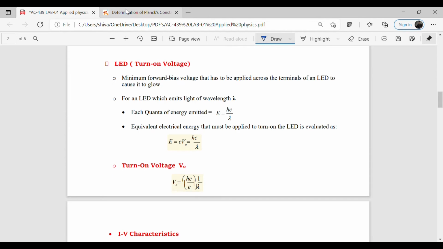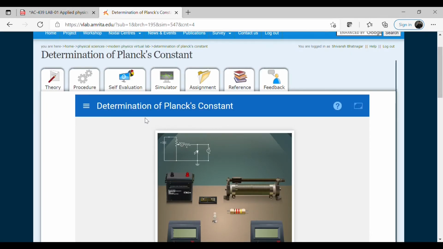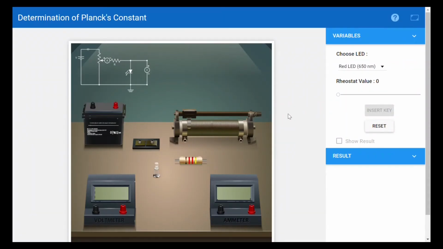So let us shift to the very famous VLab platform. Now we are shifted to this platform called VLab, and in this experiment these are the apparatus. Here we have a battery, a switch, a rheostat, a resistor, an emitter, a voltmeter, and an LED.